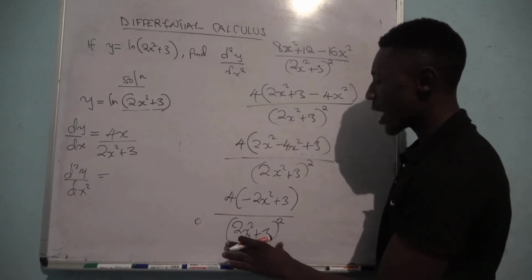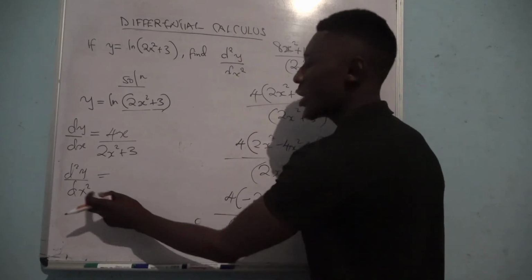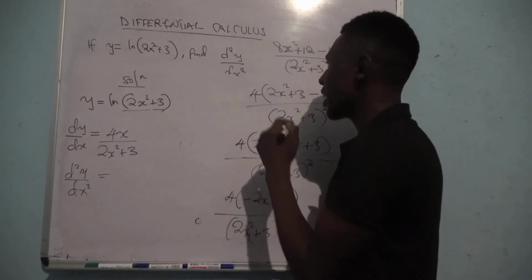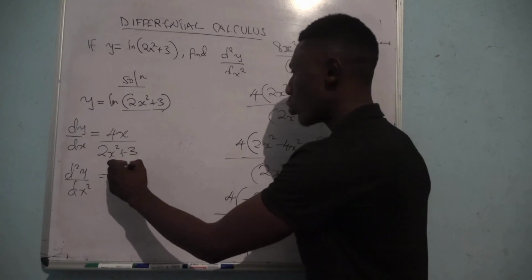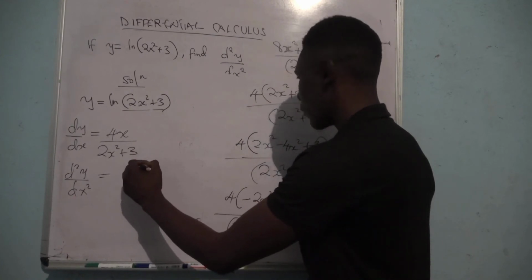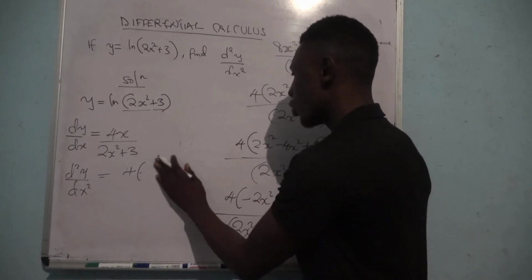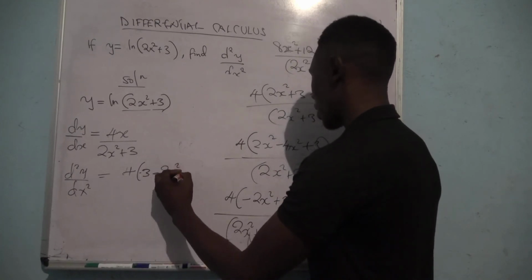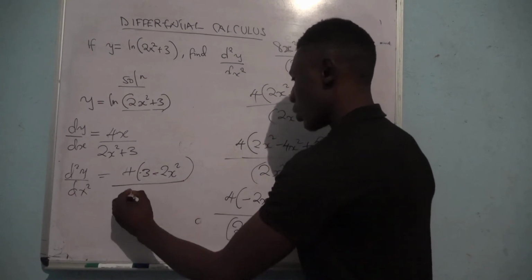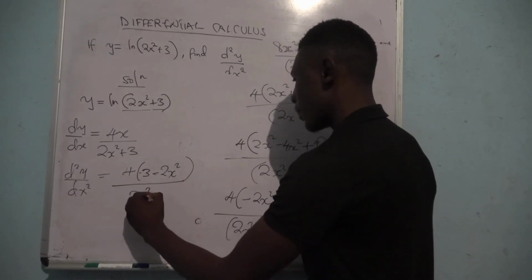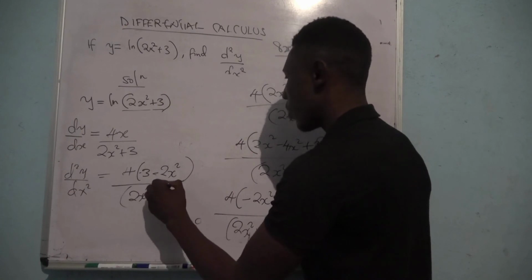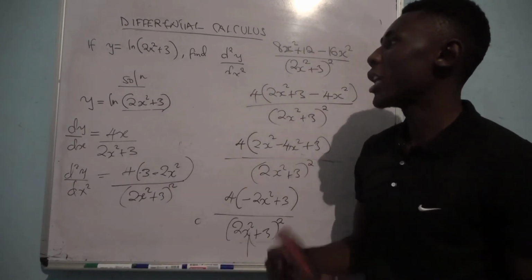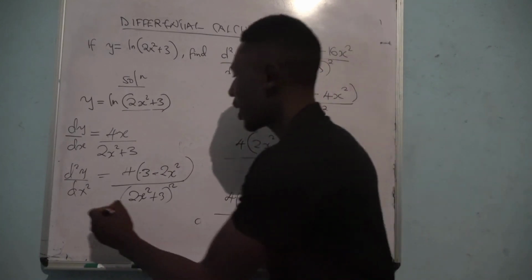So this is the same answer. I substitute where there is the second derivative, meaning that the second derivative, d²y over dx² of this function, is simply equal to 4 times negative 2x squared plus 3, which can still be written as 3 minus 2x squared, over 2x squared plus 3 raised to the power 2. So this is the second gradient function of y equals natural log of 2x squared plus 3. Hence solved.